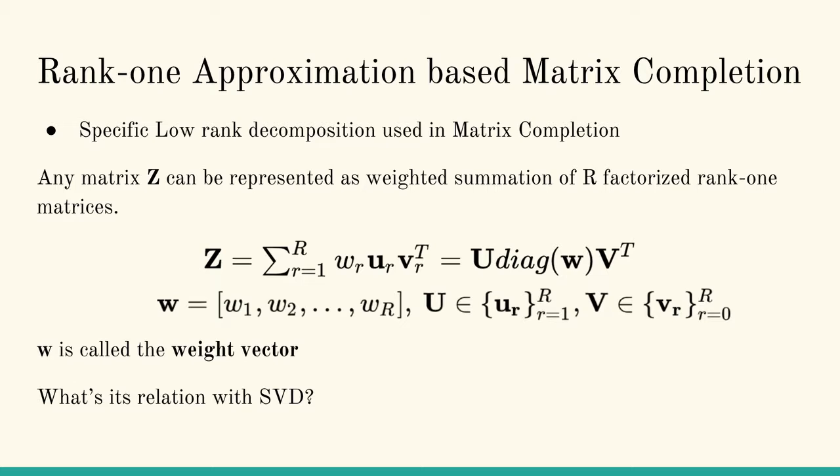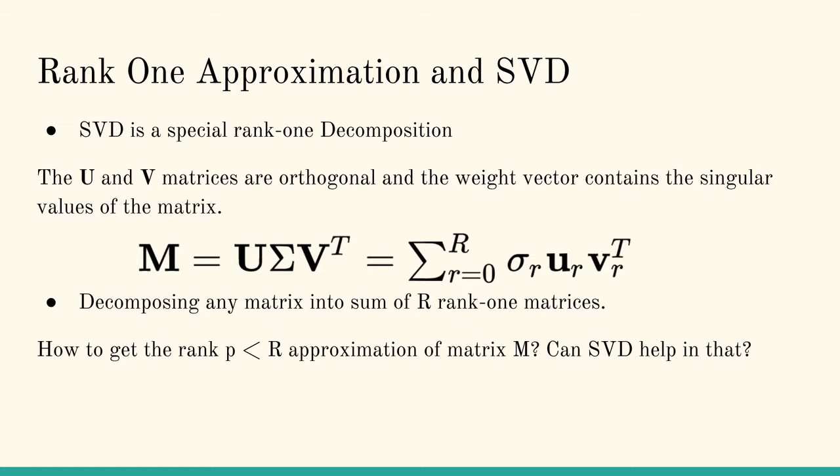The collection of all the weights is called the weight vector, and the U and V matrices can be inferred from the formulation here. Isn't this quite similar to SVD? SVD is a special rank 1 decomposition in the sense that the U and V matrices are orthogonal and all the weights are singular values of the matrix, and hence they are non-negative.